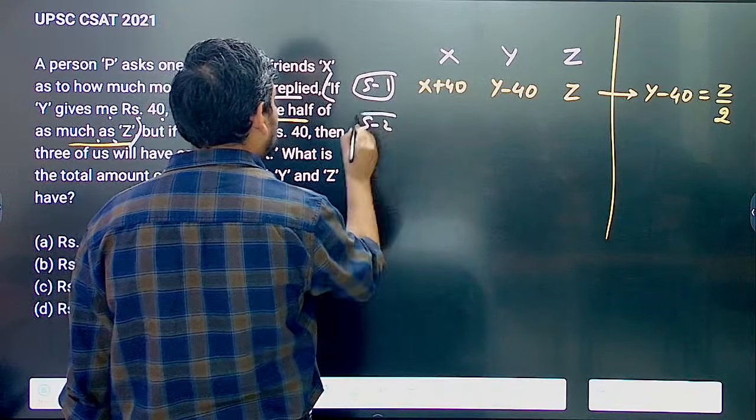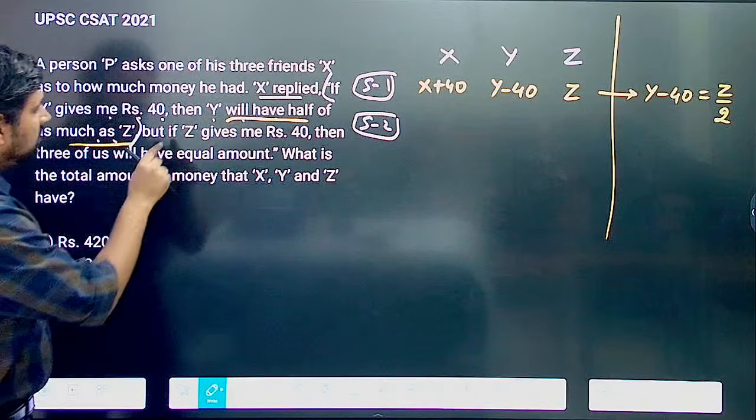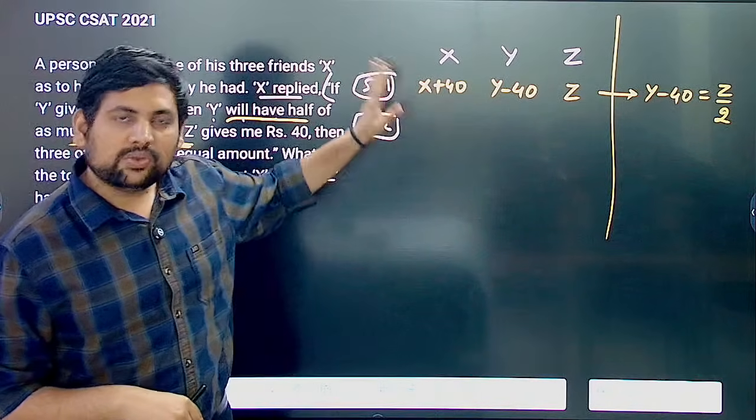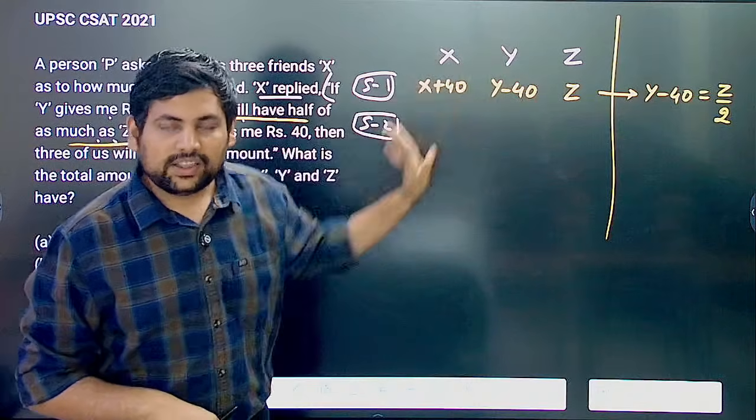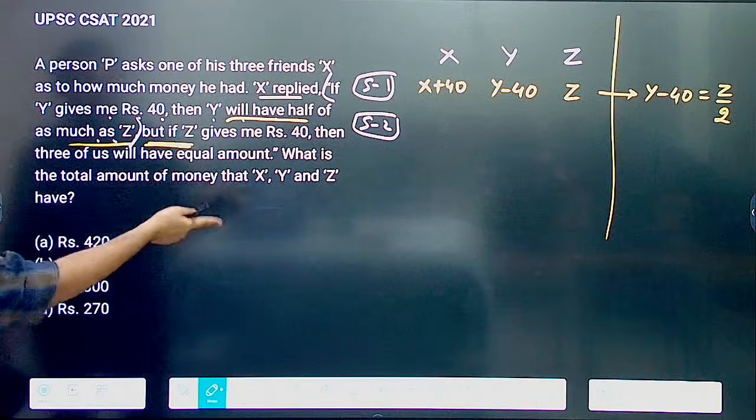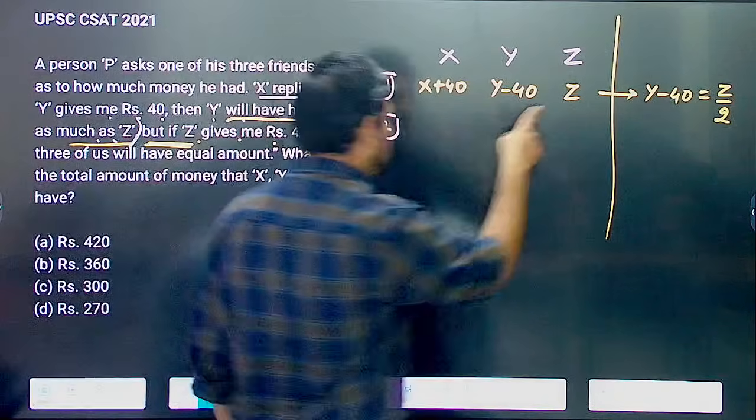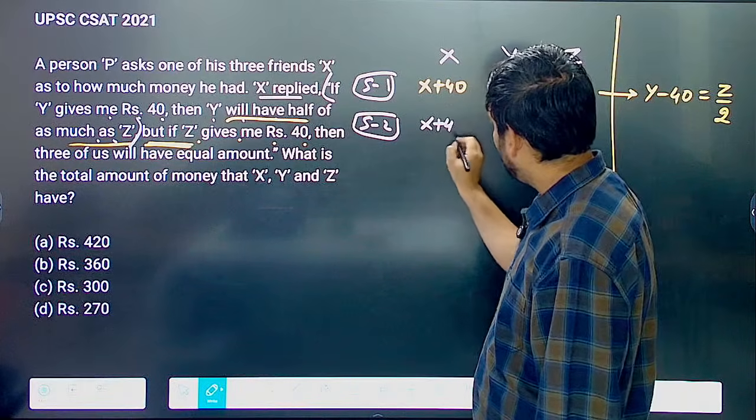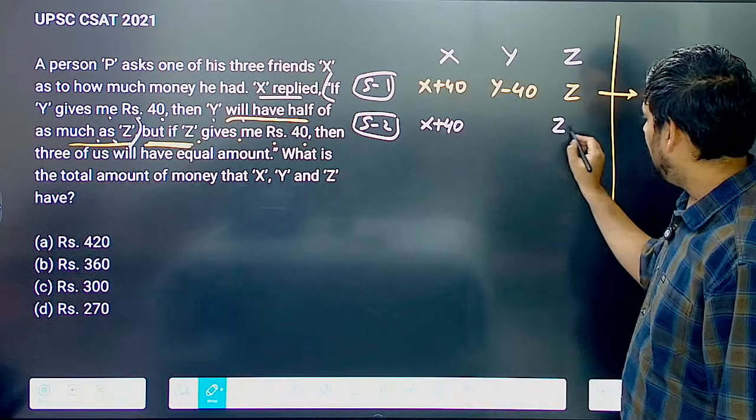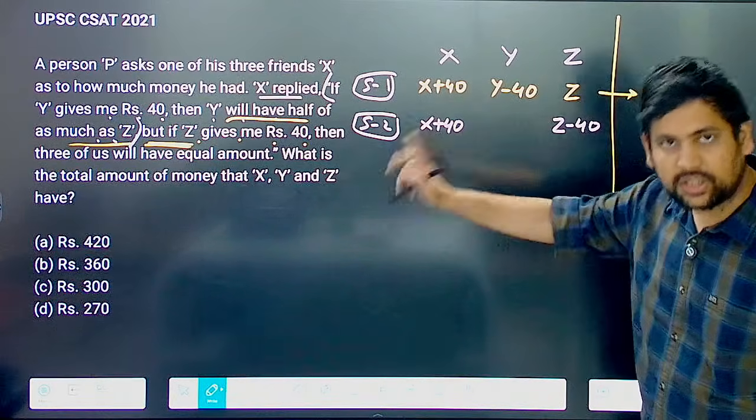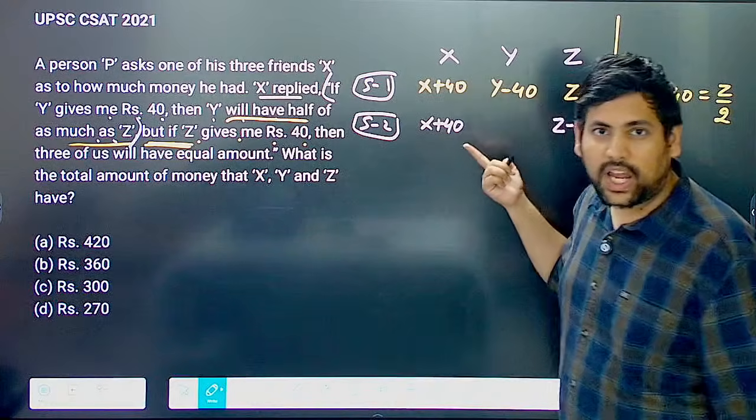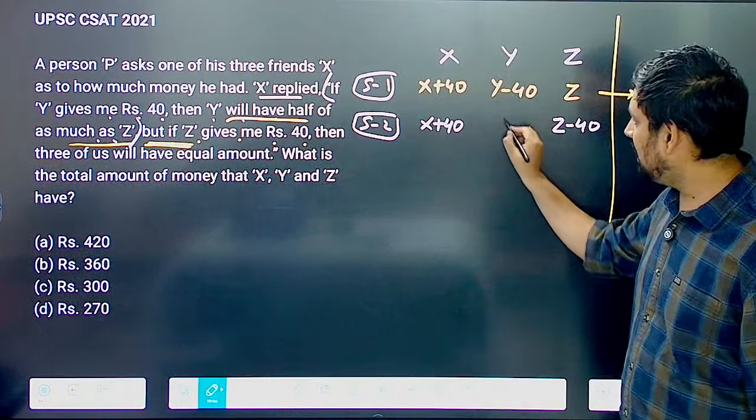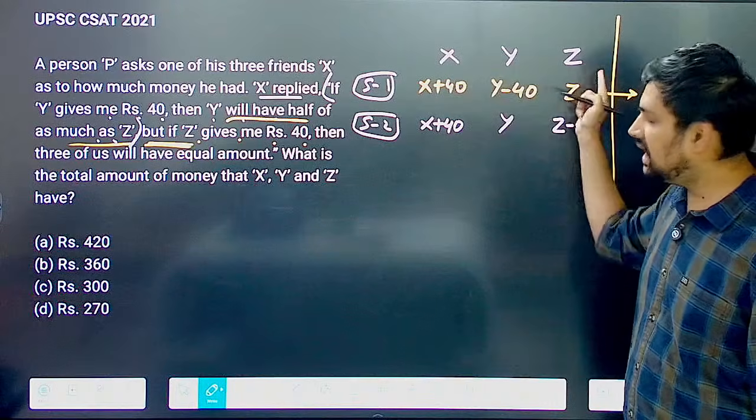Now scenario 2. Now it says but if. So if you read but if, from here scenario 2 starts. So don't jump from here. You have to again think from X, Y, Z and then write the second scenario. So now it says but if Z gives me 40 rupees. Who is saying? Still X is talking, correct? So X will get 40 more. So X plus 40 and Z will have 40 less, correct? Because he gave 40 to X. Then what happens to Y? Y remains as it is. As Y minus 40? No, as it is, as Y. Why? Because these are the original variables.